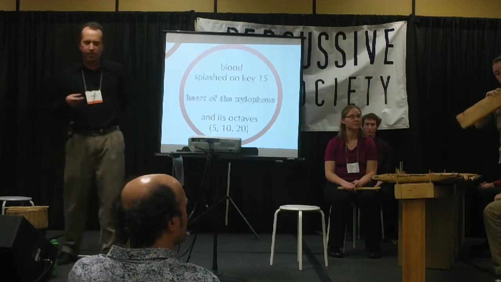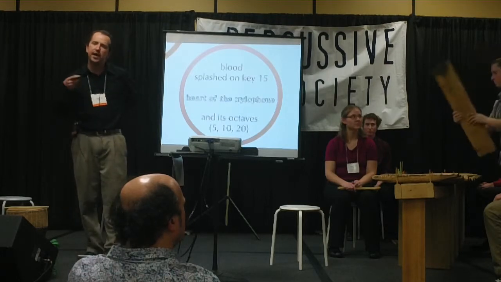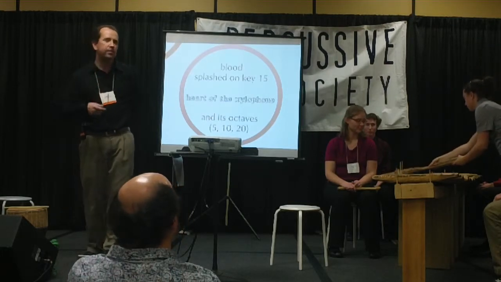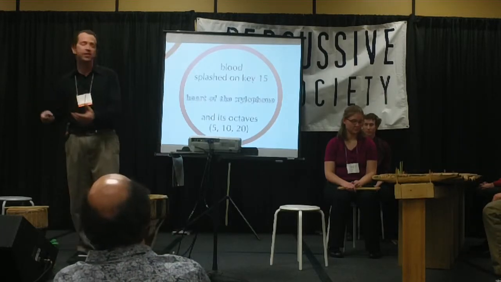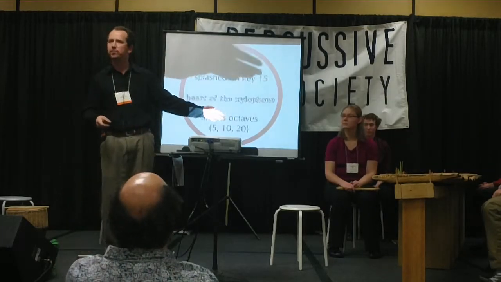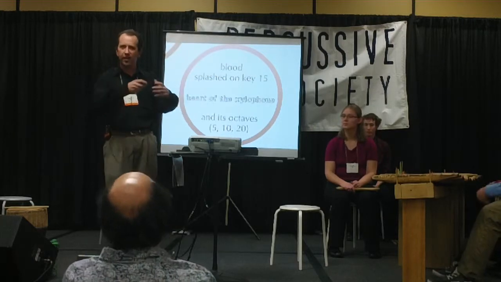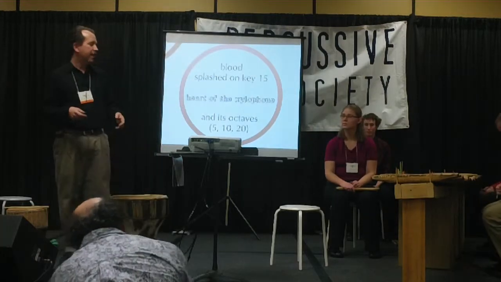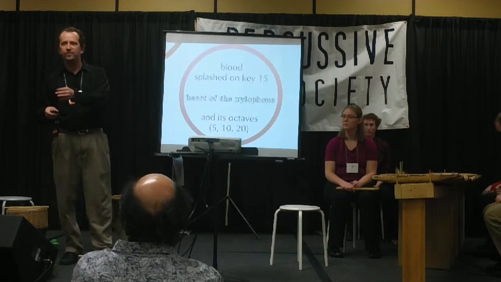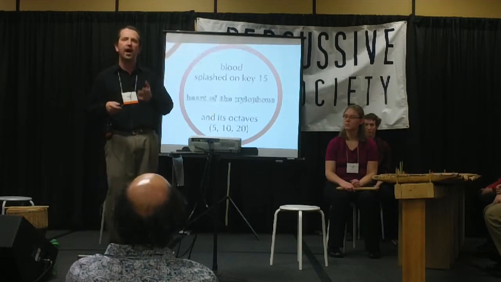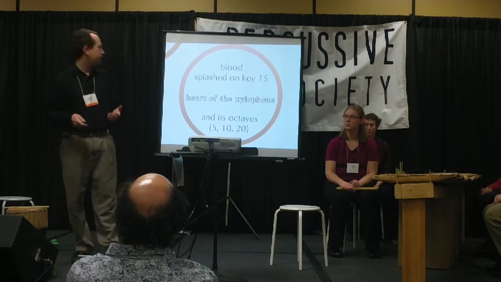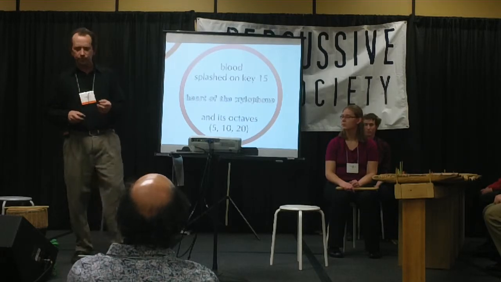And this is common in a lot of African traditions, that instruments take on human characteristics, the idea that a xylophone actually has a heart. And that 15th key is considered to be the heart of the xylophone that all the other keys relate to. In fact, during the ceremony, the octaves of the 15th key, it's a 5-note scale, so keys 10 and 20 and 5, also have this goat blood splashed on them.